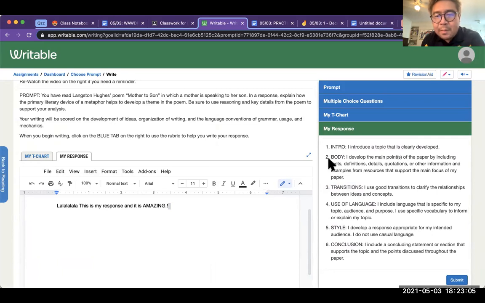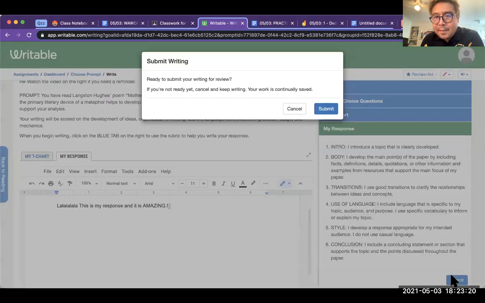So I'll be grading some random other Mississippi kids' essay prompt or prompt response, and this is the rubric that I will be using. So use this rubric while you're writing to guide yourself. When you're done, you click submit, and it will ask you if you're ready. If you're not ready, press cancel. But if you are, press submit.